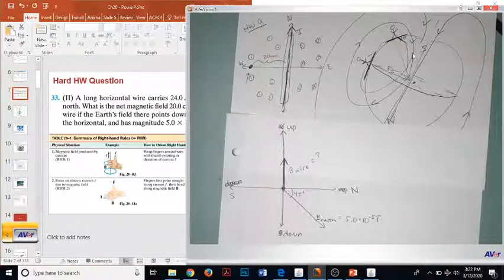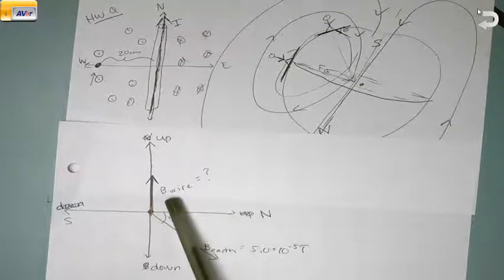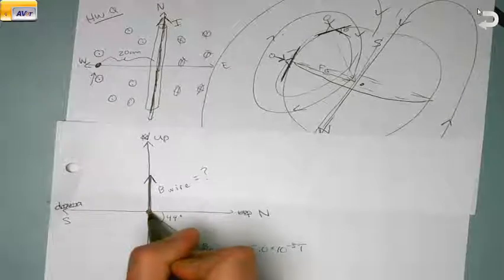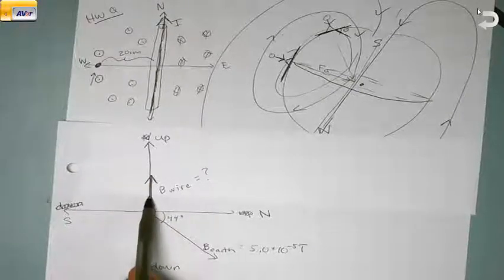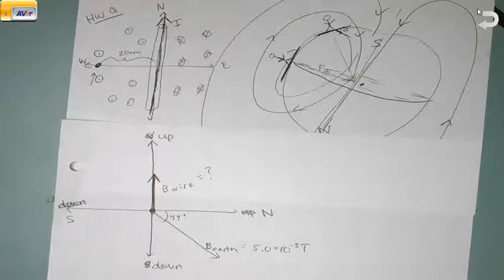And now if I come over here, I've labeled these things. You need to calculate this number. You already know this number. And the total magnetic field at this point is the vector sum of this vector that points up and this vector that points north and down. So hopefully that will be a strong hint for solving this problem.